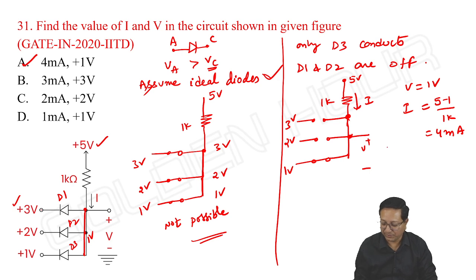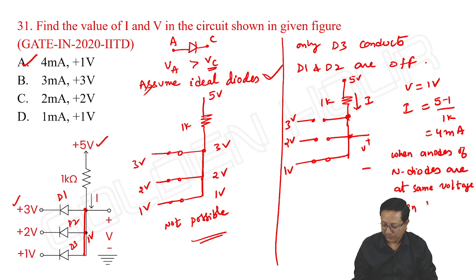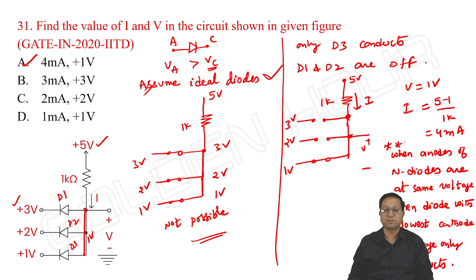Okay, here I am writing the statement: when anodes of N diodes are at the same voltage, then the diode with the lowest cathode voltage only conducts. This is the important conclusion from this problem.